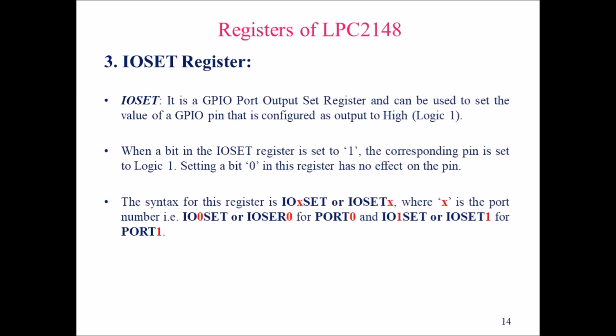If you represent 1 in the IOSET instruction, it sets the corresponding pin to logic 1. If you represent 0, that has no effect, because IOSET corresponds to setting the pins to the high state. You cannot set the pins to the low state in the IOSET register. The syntax for the register is IOXSET or IOSETX, where X is the port number, so that is IO0SET or IOSET0.